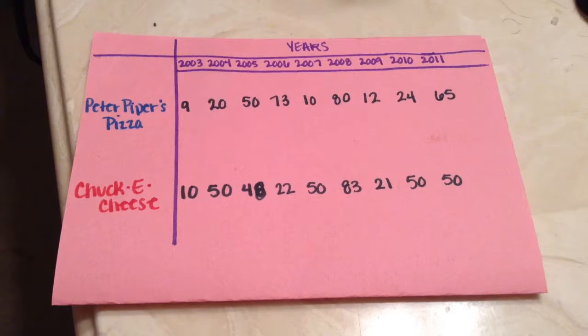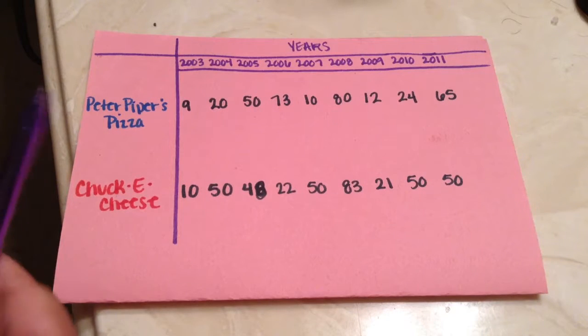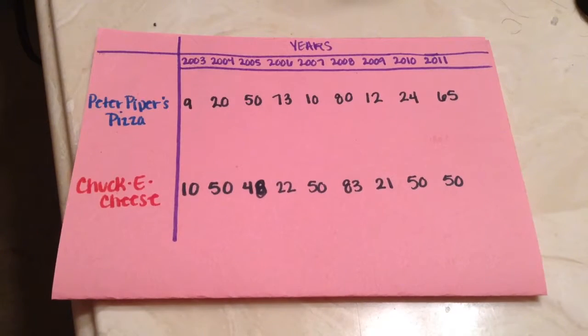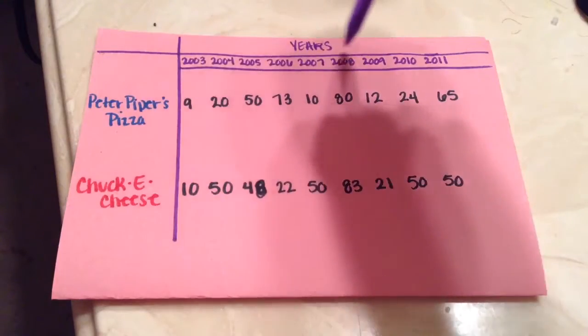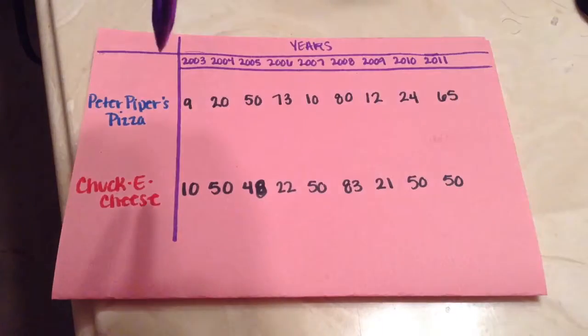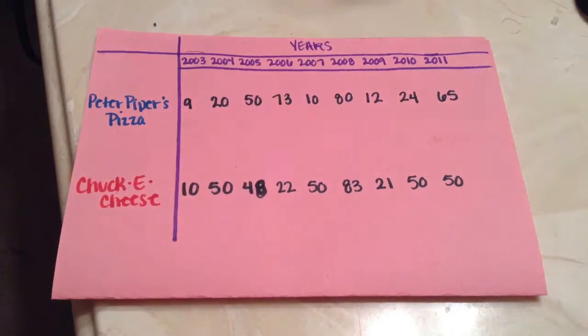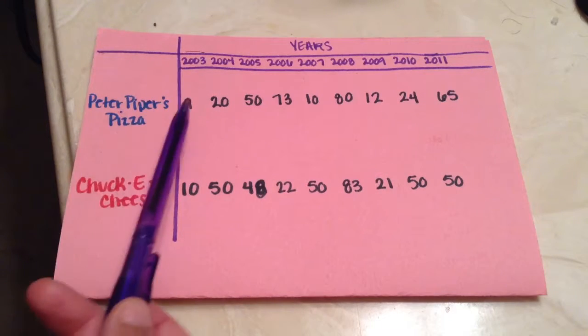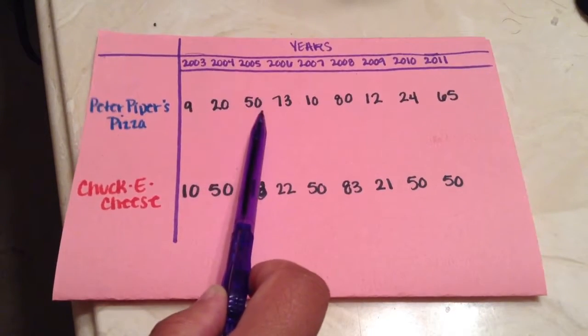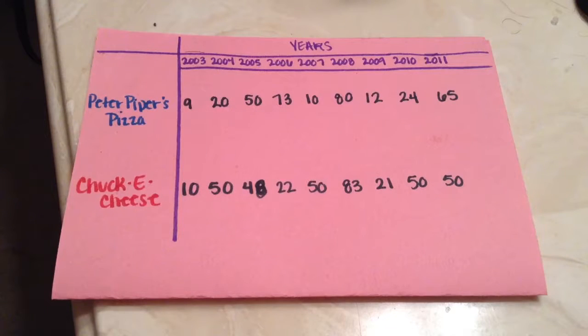First, we need to know the data. Here is our data. In this column, we have Peter Piper's Pizza and Chuck E. Cheese, and we have our years going across here from 2003 to 2011. And down here, these are actually representing thousands, but since the number is too big to write, I could not write thousands in each space. So this is 9,000, 20,000, 50,000, and so on and so on.